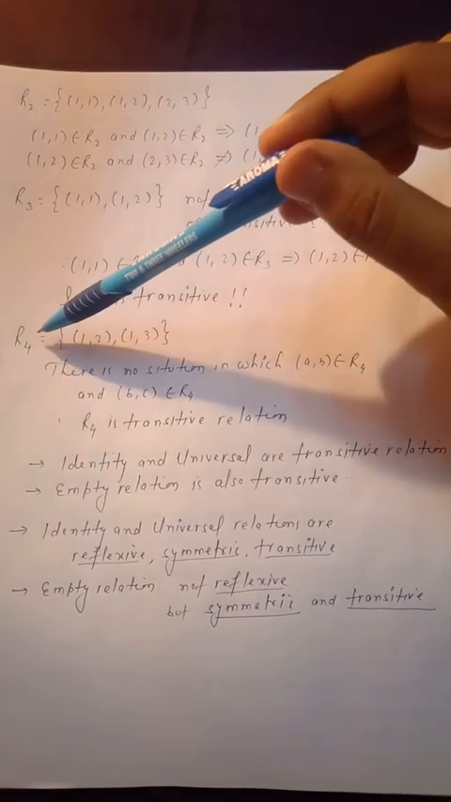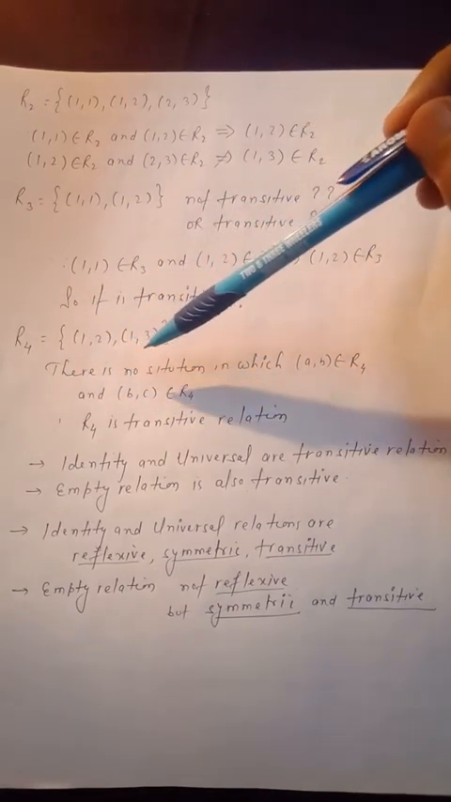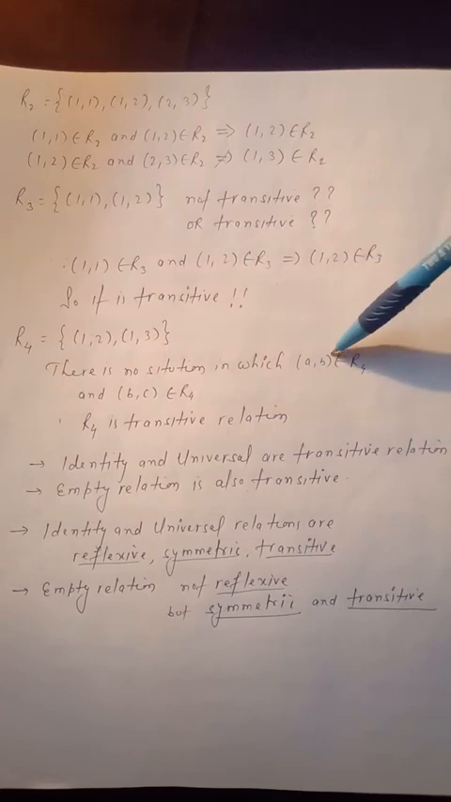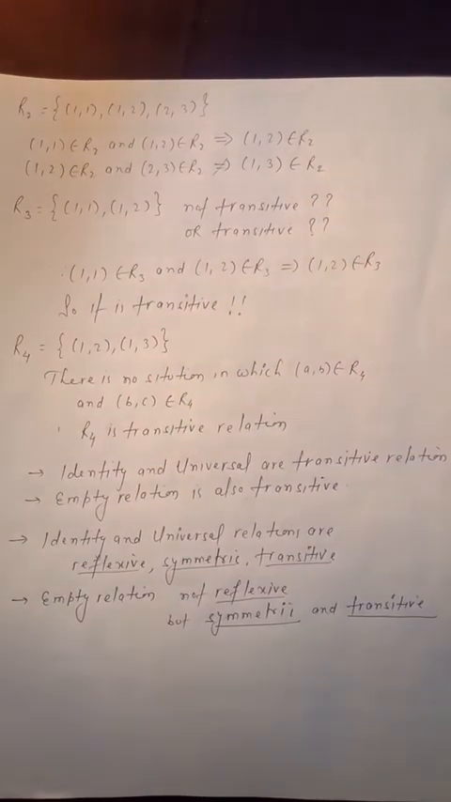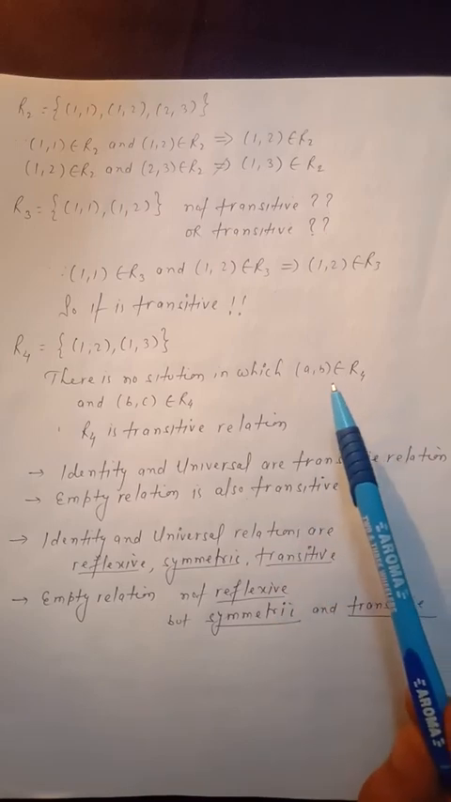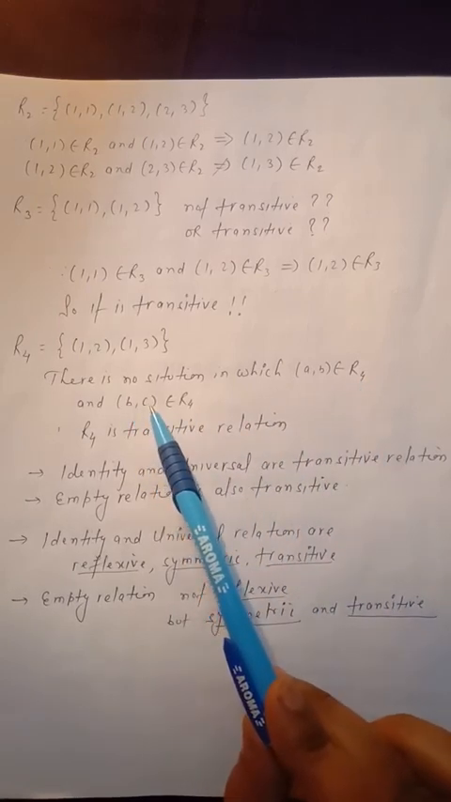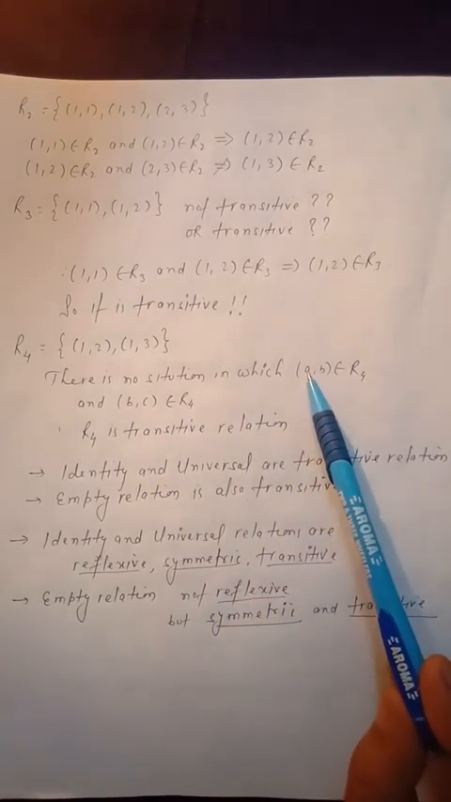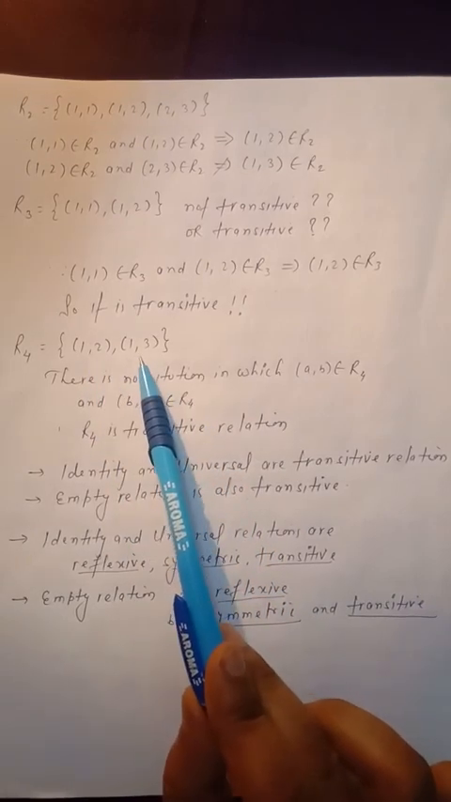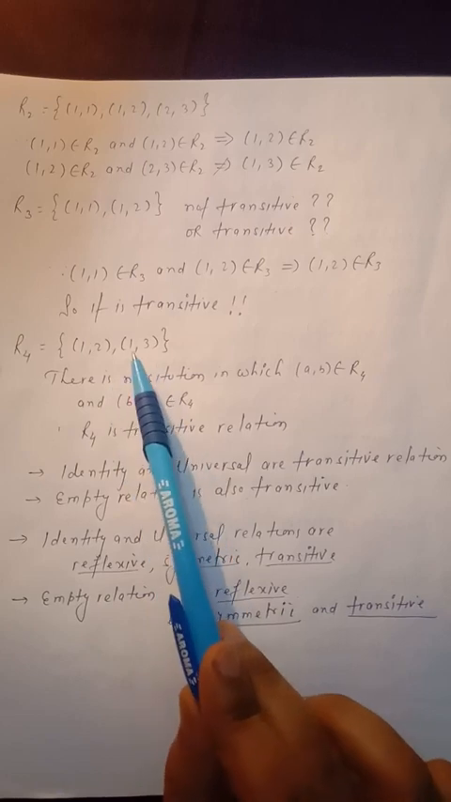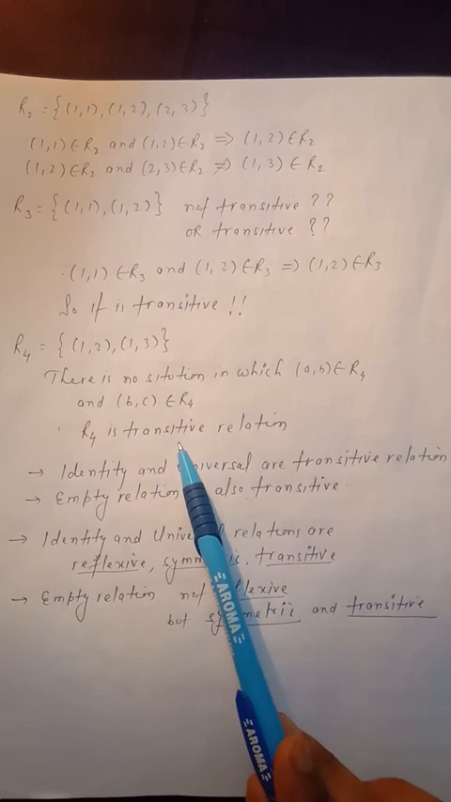Like in the fourth example, where R4 is 1 comma 2 and 1 comma 3, there is no situation in which AB belongs to R4 and BC belongs to R4. It means here we can't see any situation like AB belongs to R4 and BC belongs to R4. So we can't conclude that AC belongs to R4. There is no such situation. So please note, when there is no such situation, then in that case this relation will always be transitive.